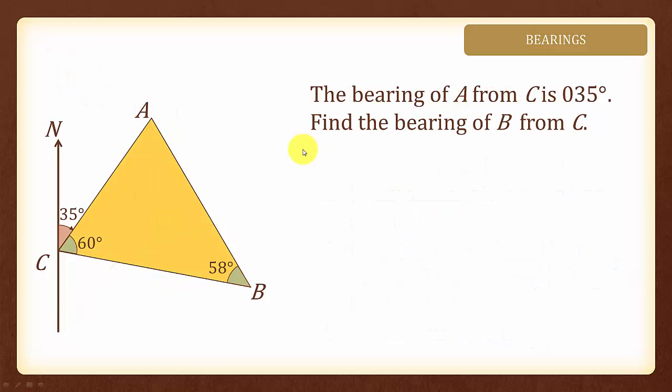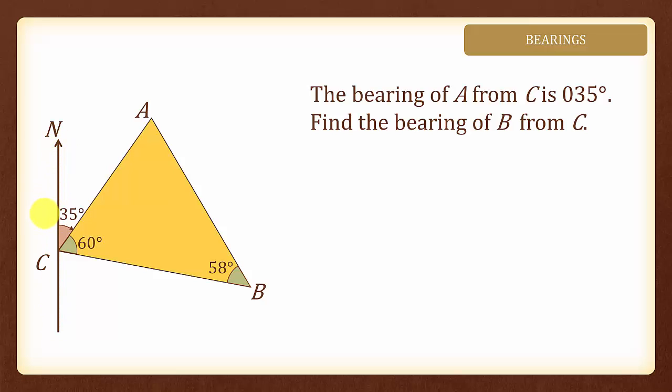In this next example, we are told that the bearings of A from C is 035 degrees, which is the angle from the north line to the line joining A and C. And we are asked to find the bearing of B from C. Since we are asked to find the bearings from C, we will need to draw a north line at C here. And this has already been done for us.